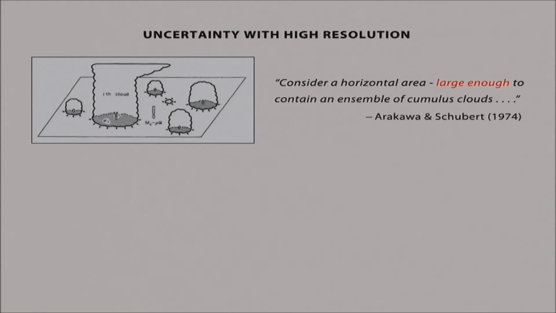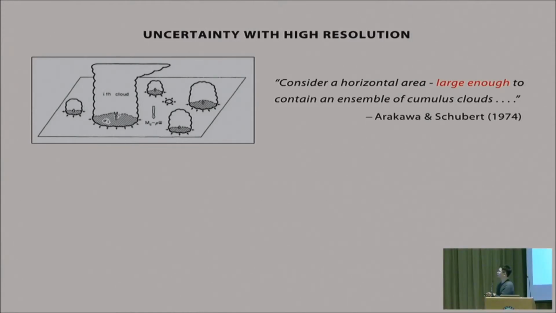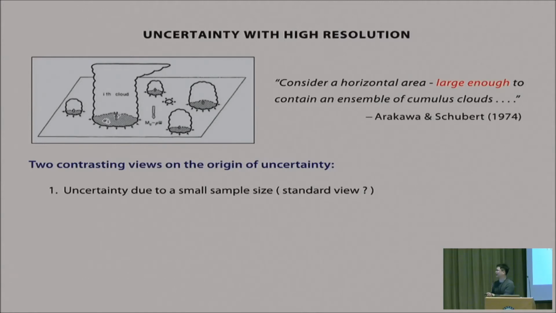So here's a summary of the uncertain part. So we know that back in the Arakawa-Schubert 1974, we know that we need to consider horizontal area, which is large enough. This large enough thing hasn't had a clear definition until recently. So we need to know this area has the ensemble of clouds. So the uncertainties come from, in the standard conventional view, the small sampling size. But here we show that the uncertainty actually depends on the variance as well as the sample size.